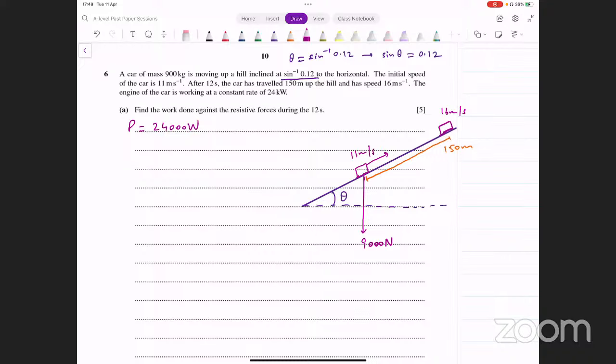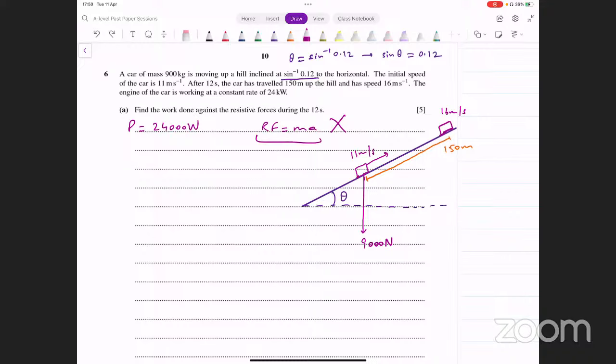Okay, now see what we will do. They said find the work done against the resistive forces during the 12 seconds. How do you figure this out? The first thing that you should keep in mind is that Newton's second law of motion cannot be applied here. Please don't do that. Resultant force equals mass into acceleration, or forward minus backwards equals mass into acceleration. That is not applicable here. Why? Because here we cannot find the acceleration.